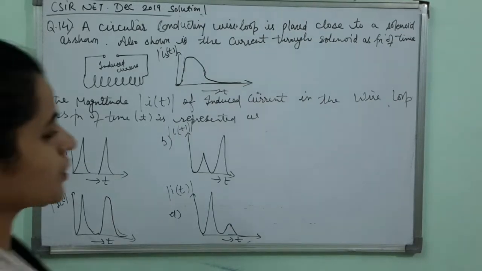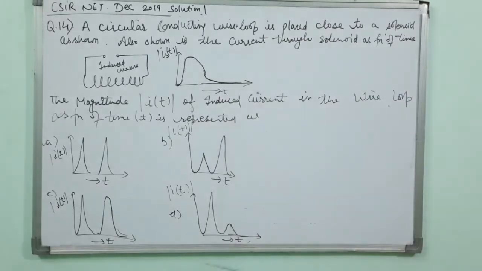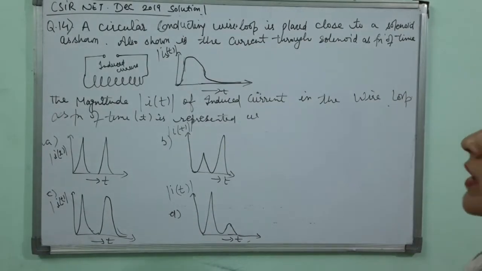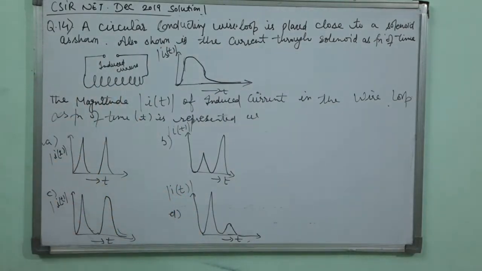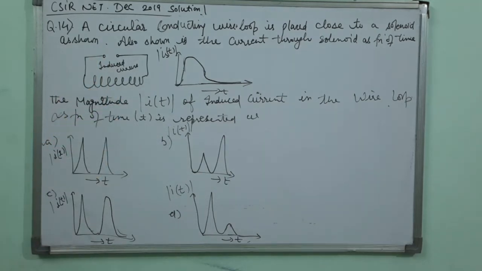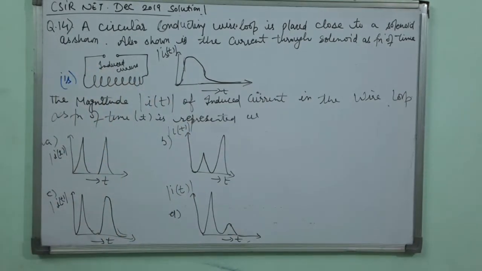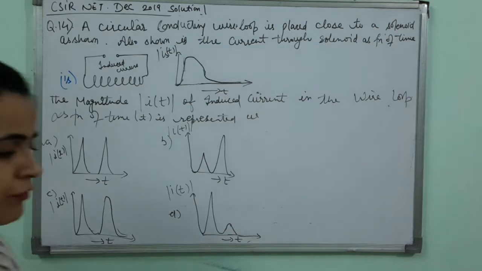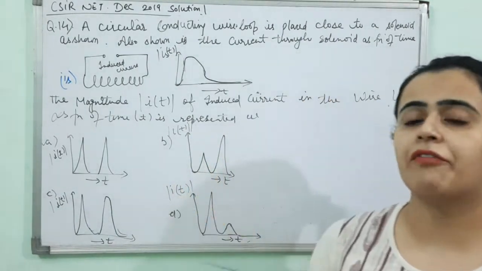Now students, question number 14 will be: a circular conducting wire loop is placed close to a solenoid. This is the solenoid and it's a wire loop, okay? As shown in the figure, suppose the current through the solenoid is IS. The magnitude of induced current IT in the wire loop as a function of time.